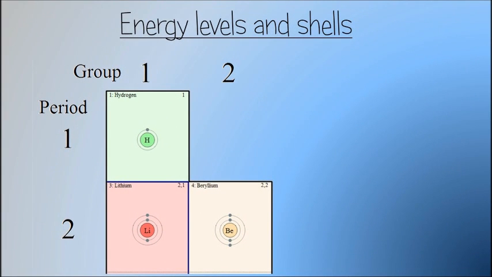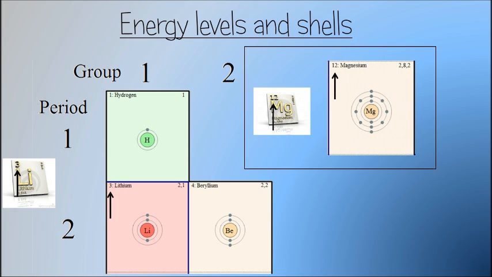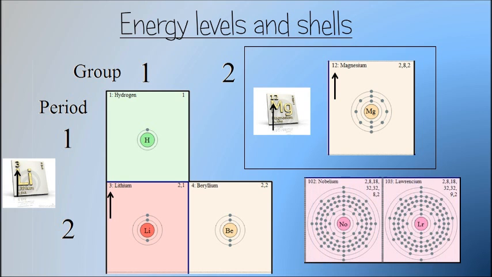Remember, the number of electrons is the same as the atomic number. A lithium atom, for example, has 3 electrons. 2 are in the first energy level and 1 in the second. A magnesium atom has 12 electrons, 2 are in the first energy level, 8 in the second, and 2 in the third. The pattern continues like this until you get to some very complicated diagrams.